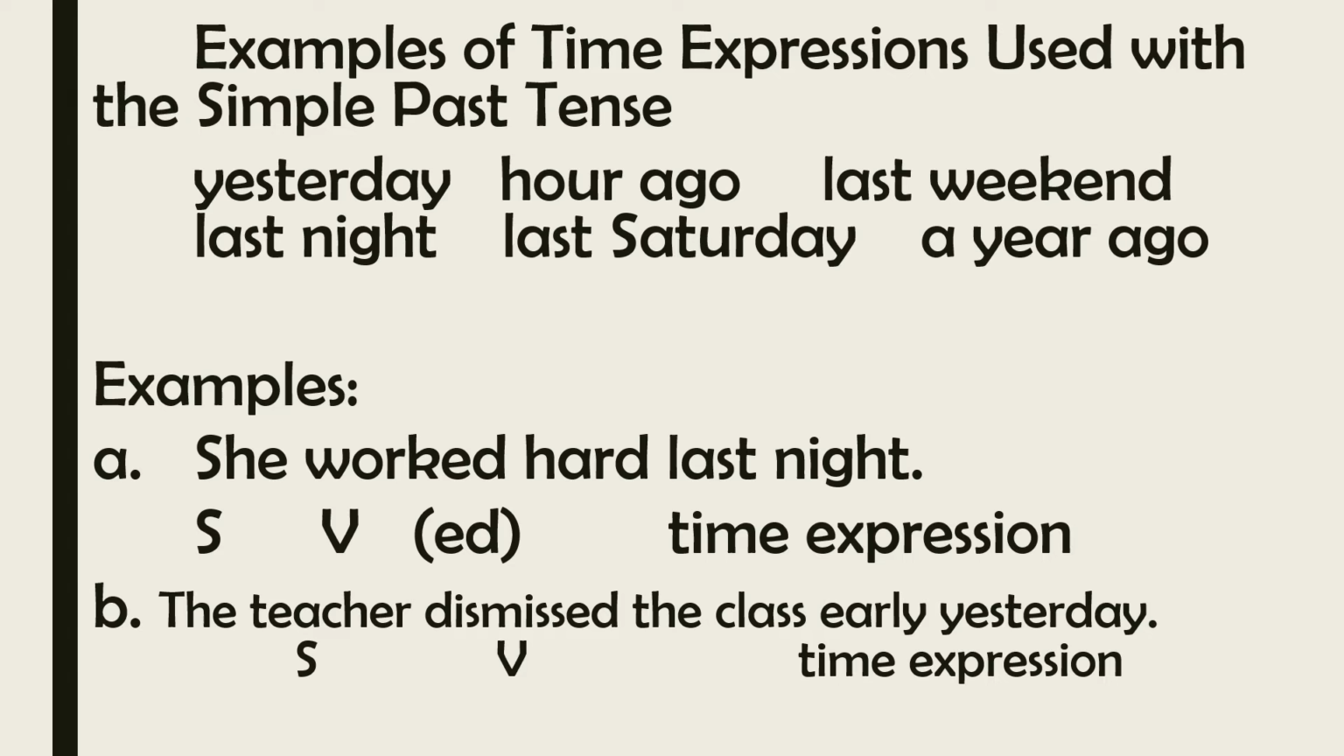Number 2 is, the teacher dismissed the class early yesterday. So the subject is the teacher. The verb is dismissed. Dismiss, just add ed. And the time expression used is yesterday. So the verb was also in the past form because it happened yesterday.